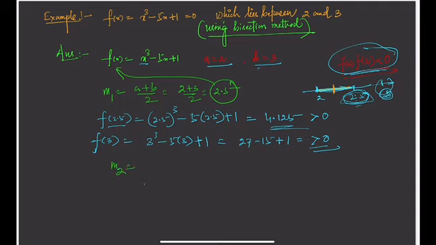m2. m2 is 2 plus 2.5 by 2. So 4.5 by 2 is nothing but 2.25. Okay, now you put this 2.25 in this main equation.